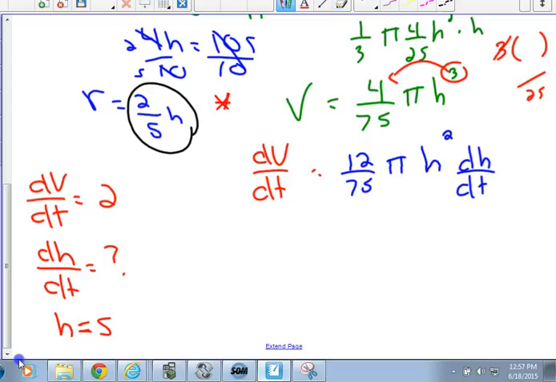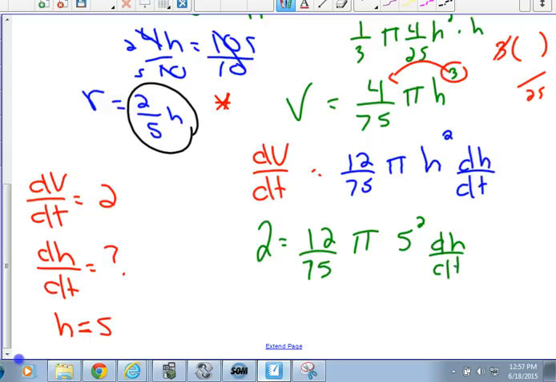Okay, so now those of you who were concerned that we had stuff, now's our time. We can plug it in. So we know dVdt is 2. I thought they were saying that 2 is the derivative. That's why I was confused. Okay. We got our pi. We know the h is 5. We don't know dHdt. Okay, so this is what we're looking for.